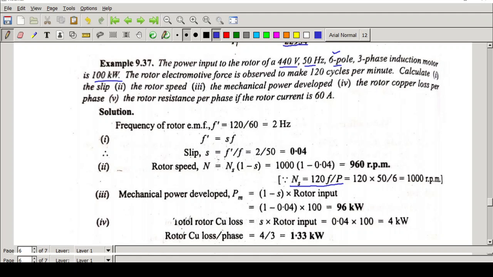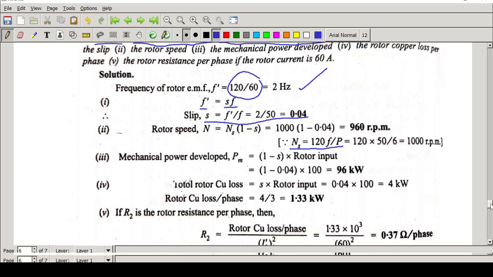Then here there is one very important statement, that the rotor electromotive force is observed to make 120 cycles per minute. The rotor EMF, that means EMF generated in the rotor, its frequency f dash we can find. That is 120 cycles per minute, that is why we take it as 120 by 60 and you will get 2 hertz. So this is the slip frequency. That slip frequency is given by slip into supply frequency. So from that we can find the value of slip. f is given, f dash we have also found. Then we can find the rotor speed based on the relation nr is equal to ns into (1 minus s).